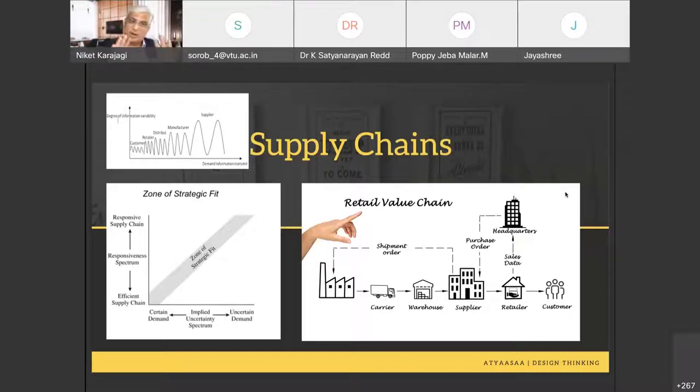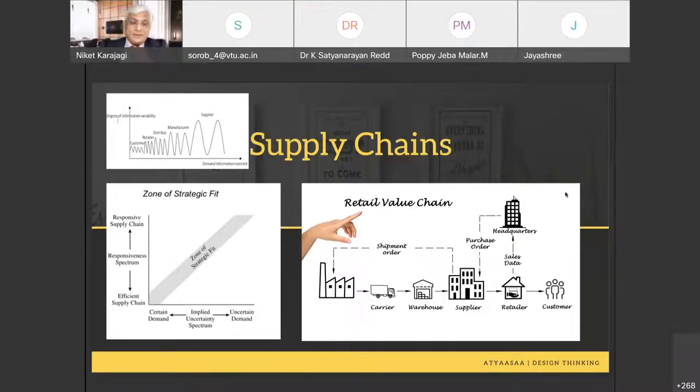And efficiency is not the engineering efficiency here. The efficiency here is being talked about in terms of the rupee value. That means the more responsive I want my chain to be, I will have to stock more inventory. I will have to bring in more technology. I will have to stock a lot of finished goods inventory, and I will have to have high-speed transportation mechanisms to make it responsive.